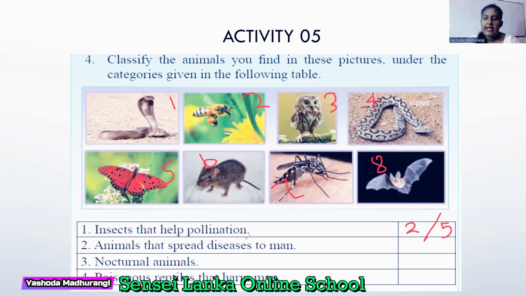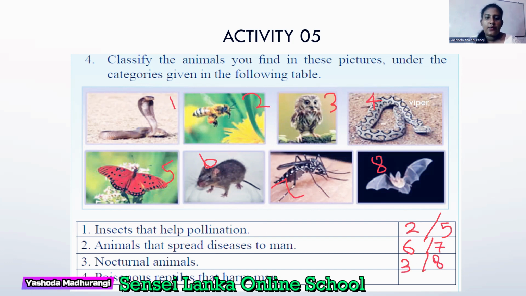Number 2, animals that spread diseases to man. Do you know rat is spreading diseases? Mosquito is spreading diseases. Then 3, nocturnal animals. They come out, they become active at night. Who are they? Owl, we can see them at night. And then bat.